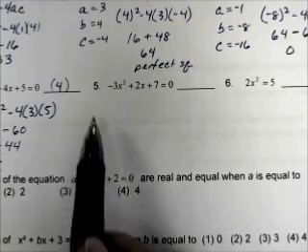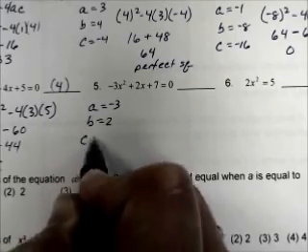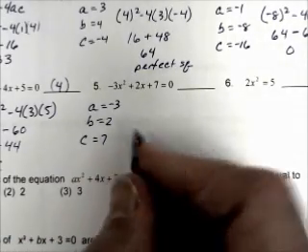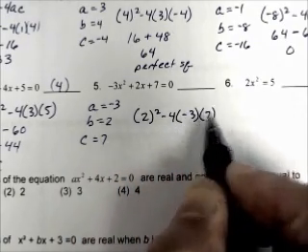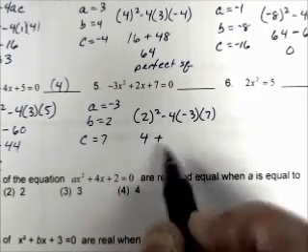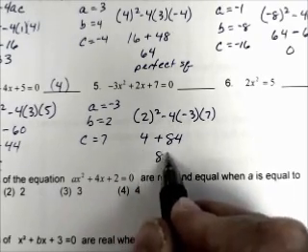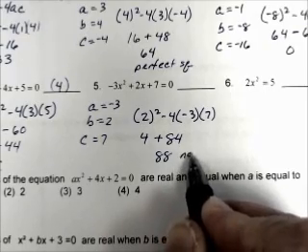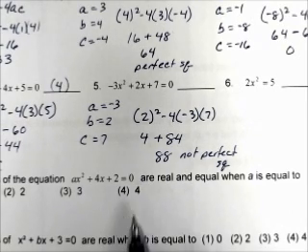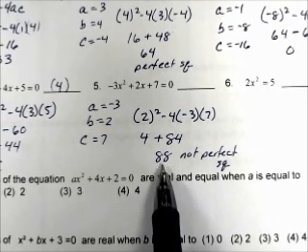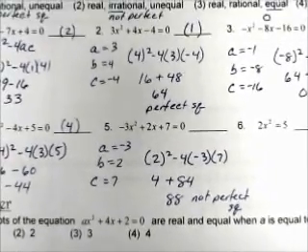Number 5. Again, it's in standard form. A is negative 3, B is 2, C is 7. Substituting in b squared minus 4ac. That's 4. Double negative is going to be plus 12 times 7, 84. So 84 and 4 is 88. 88 is not a perfect square. So our roots are going to be real, irrational, and unequal. It's not a perfect square, so it's not rational. Option 2.